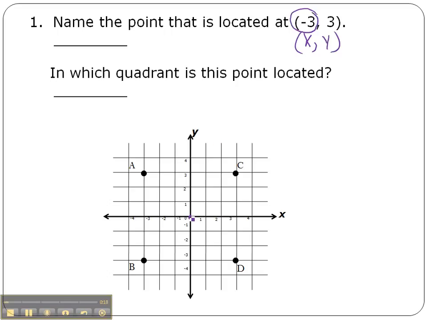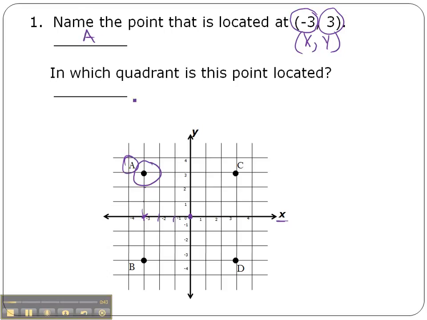Always start at the origin, 0, 0, and then I'm going to move in x, right or left. Since my x coordinate is -3, I'm going to move 3 to the left. 1, 2, 3, and now I'm here. My y coordinate is +3. Positive on the y-axis is up, so up 1, 2, 3, and there's the point, point A.